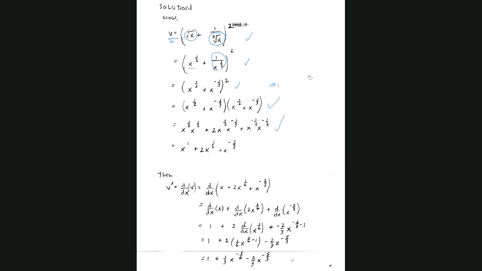Okay, so as you know, a plus b quantity squared is a squared plus 2ab plus b squared. And that's what I've used here.